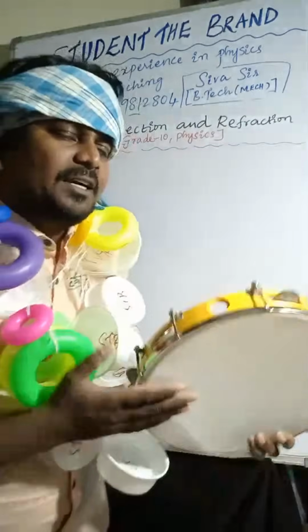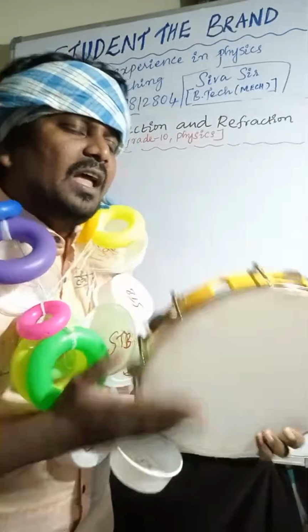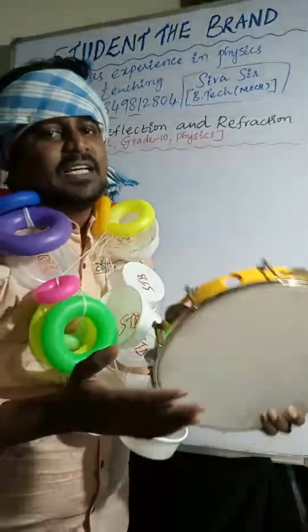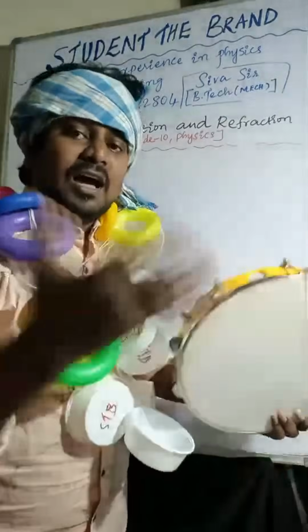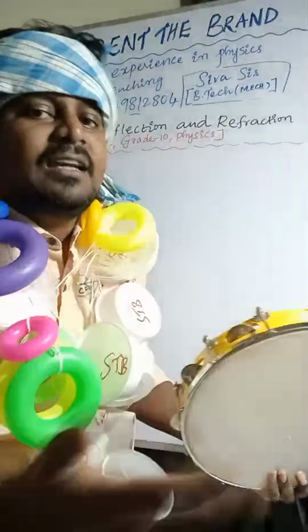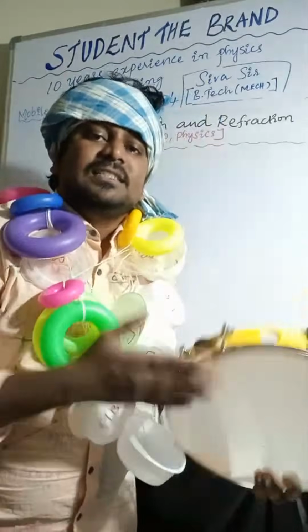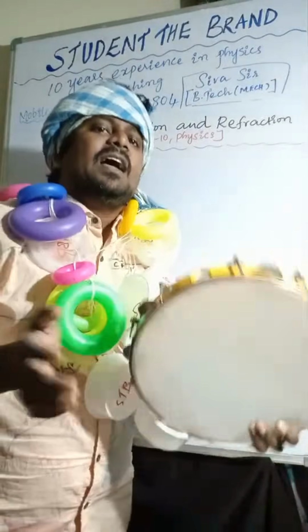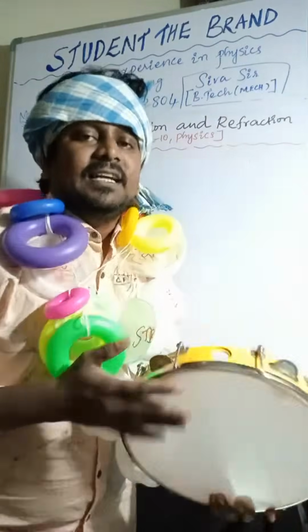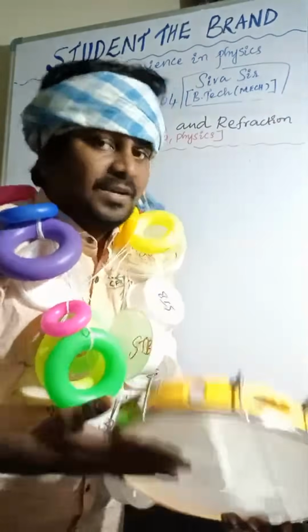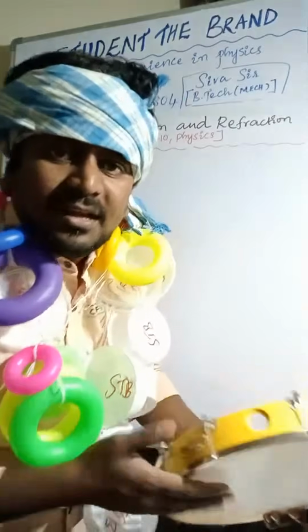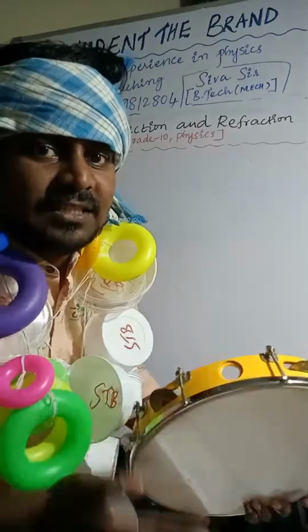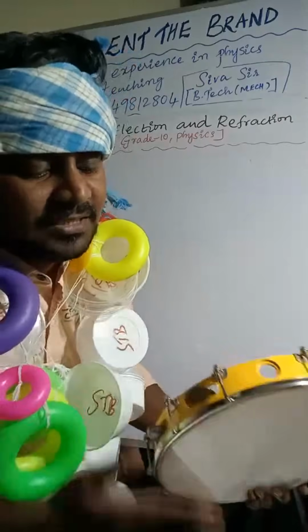Hypermetropia. Far distance we can see, near distance we can't see. For that correction, we are using a convex lens.